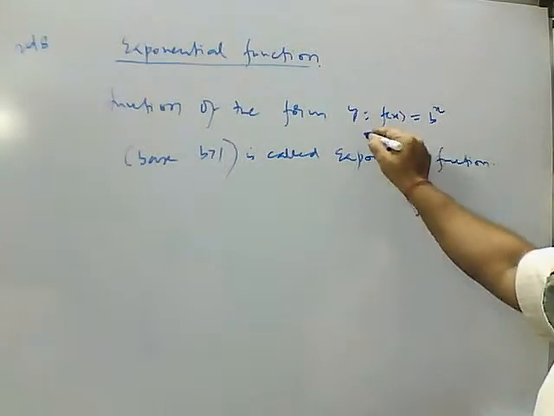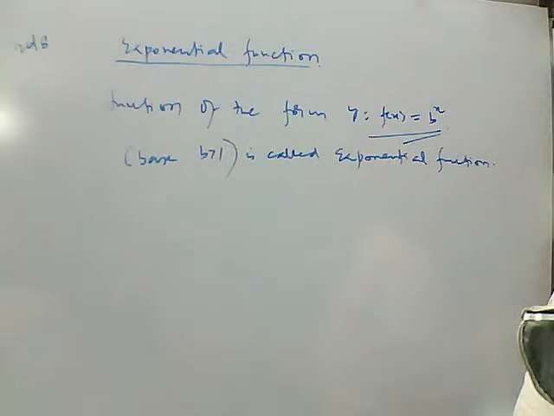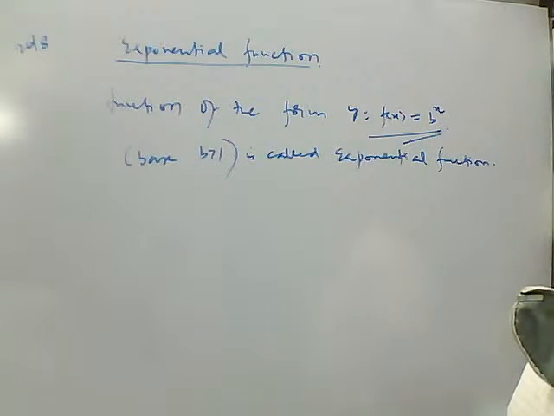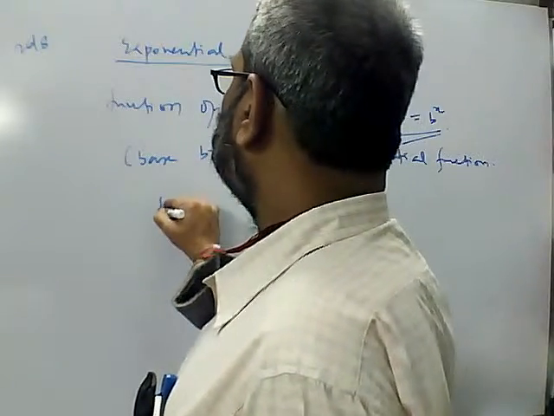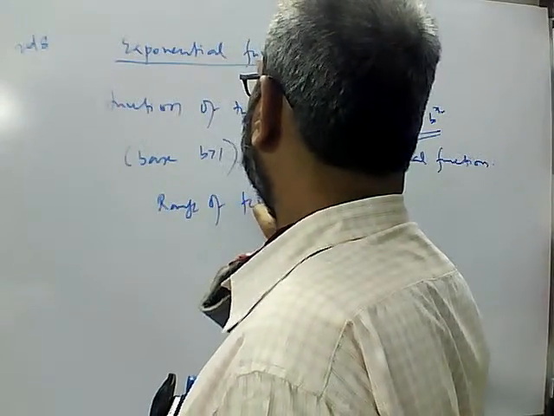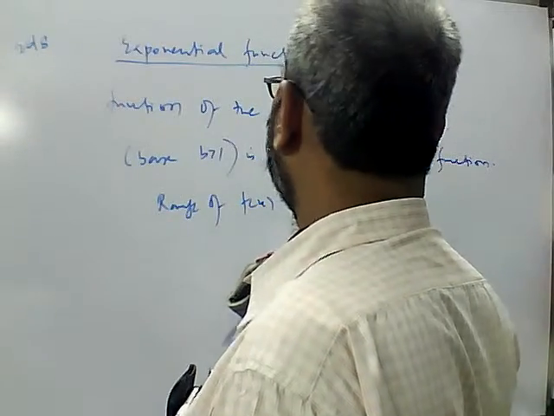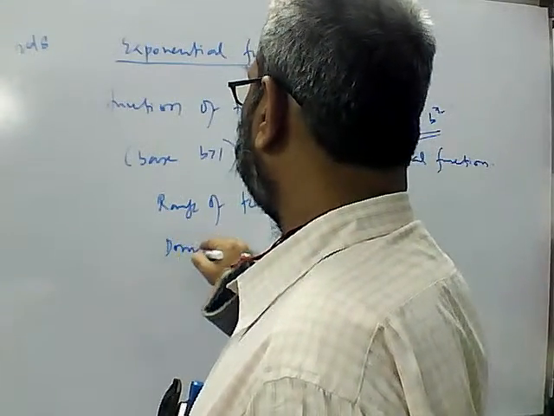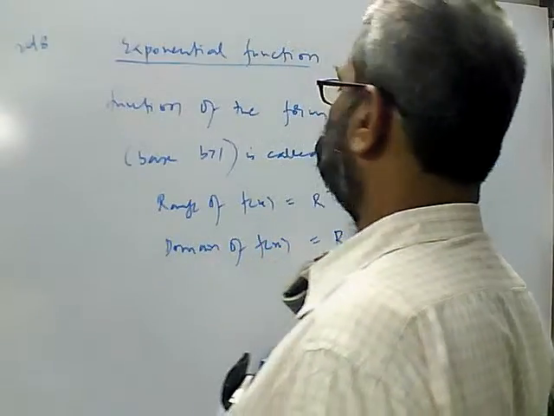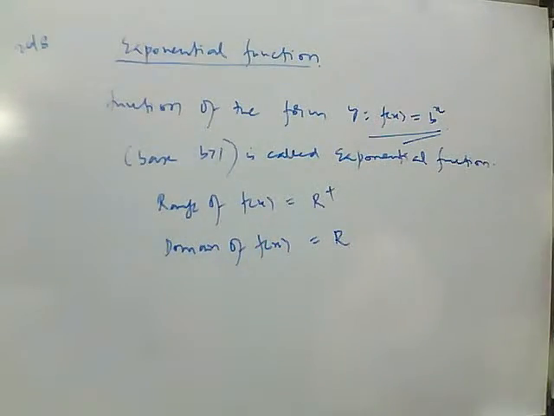So any function of the form b power x, where b is greater than 1, is called the exponential function. The range of the exponential function is R plus, and the domain of the exponential function is equal to any real number. This is about the function.